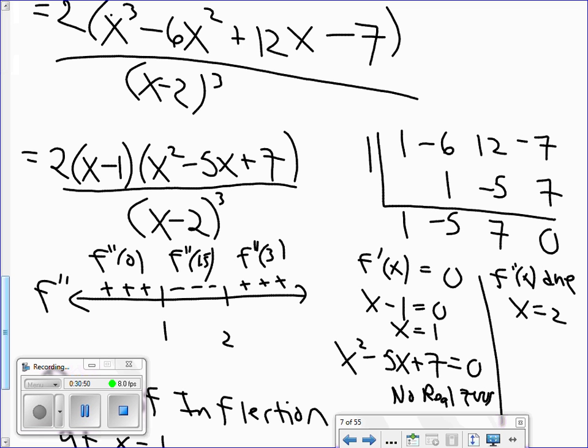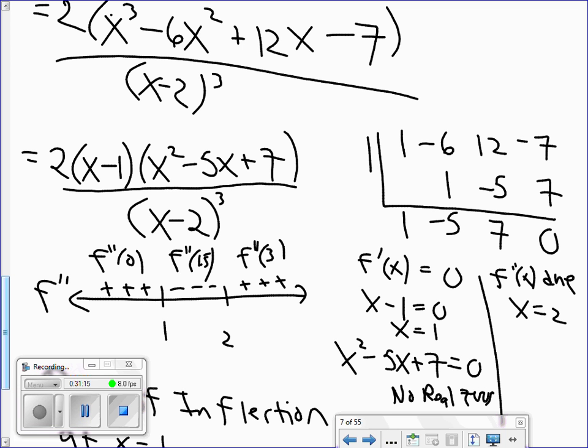But then this other factor, this quadratic factor, has no real zeros because the discriminant, b squared minus 4ac, is negative. So it has these two critical values, at 1 and 2. You make your sign chart, and you see that it changes sign at 1 and 2. But here's the kicker. 2 is not a point of inflection because it's not in the domain of the original graph.